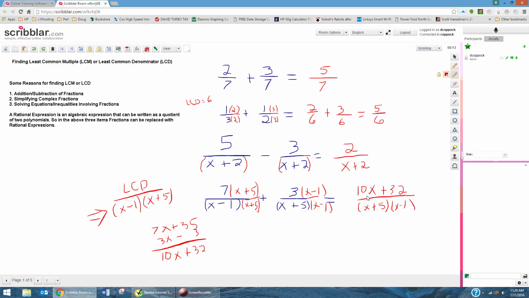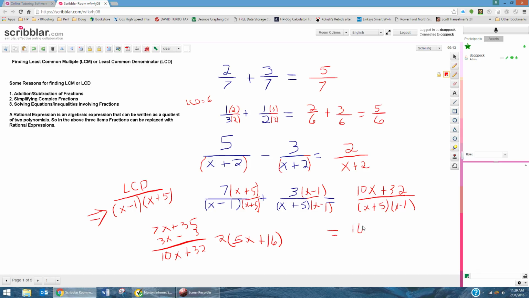Now normally this 10x plus 32, we might factor that before we write it here, because it's possible that after factoring that we'll get a common factor in the numerator and denominator to cancel out. We can see that we can only factor out a 2 here. So this would be 2 times the quantity 5x plus 16. That doesn't match any factor of the denominator, so this is an okay way to leave the problem.